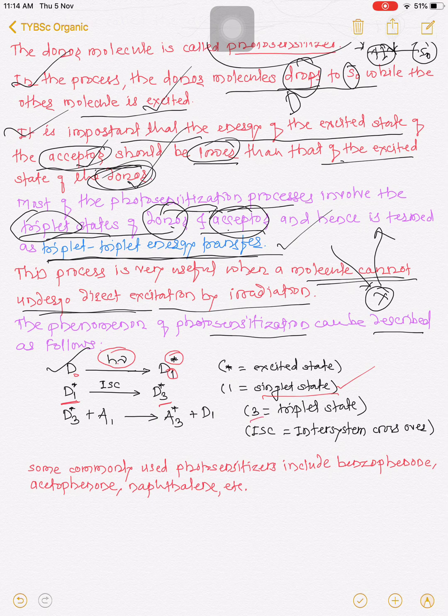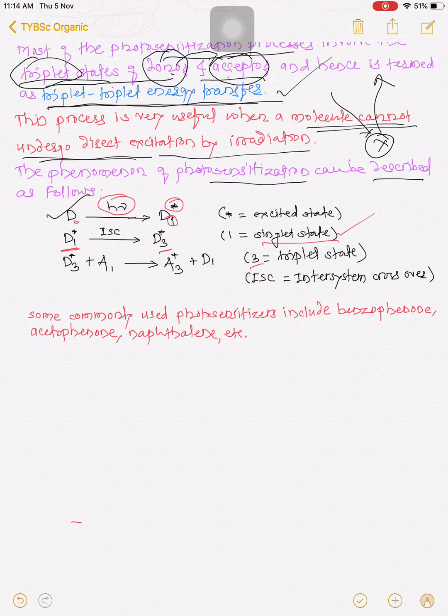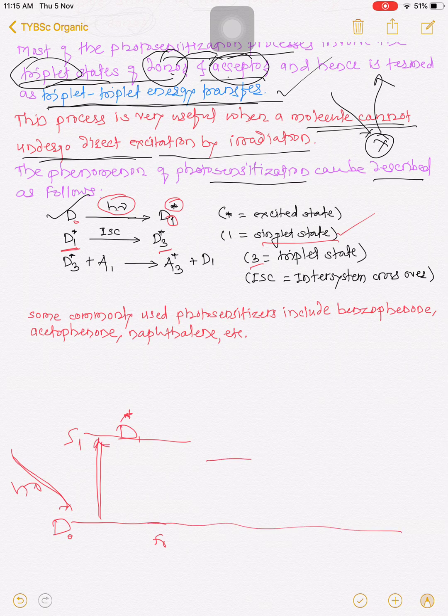Suppose this molecule is in the ground state. It absorbs energy. By absorbing energy, the electrons of this molecule get excited, that is, the molecule gets excited to a higher energy state. Suppose it is S1 and we call it D1 star. So this is the energy gap, that is, it absorbs energy in the ground state, that is the S0 state, and goes to the higher energy state, and from that, this is a triplet state.